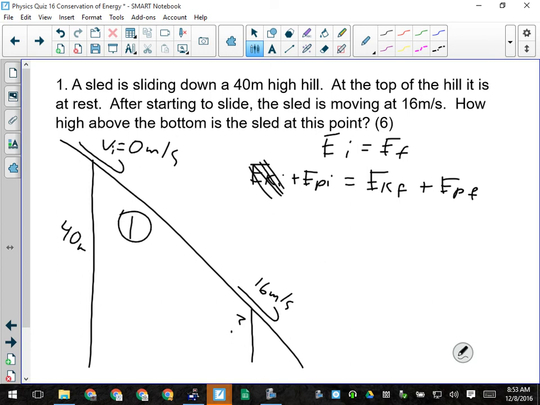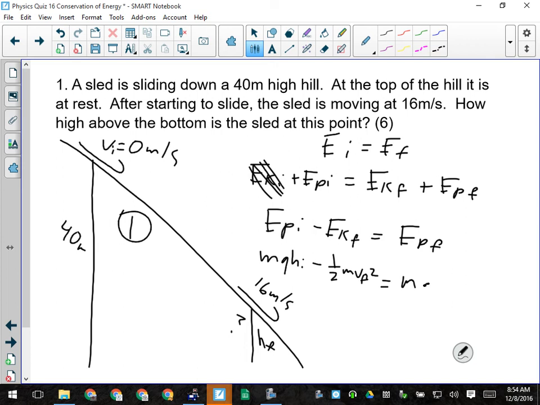I'm trying to solve for the final height, which is part of EPF. So what should I do with EKF? I should move it to the other side. So I'm going to have the initial potential minus the final kinetic equaling the final potential energy. Now I'm going to plug in my formulas. So m times g times hi minus 1/2 mvf squared equals mghf.